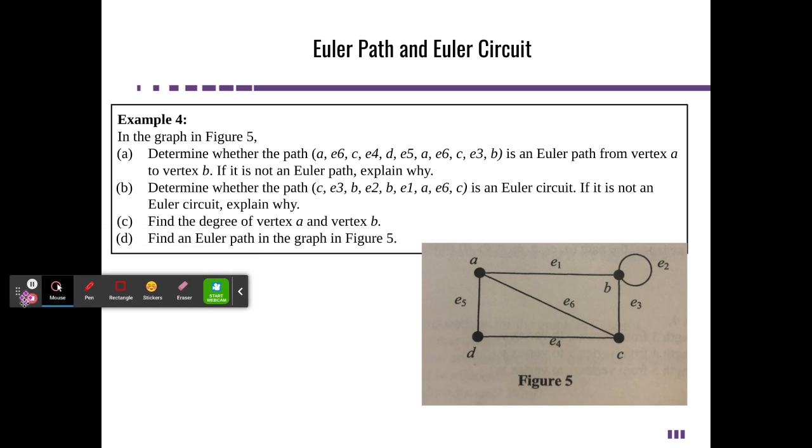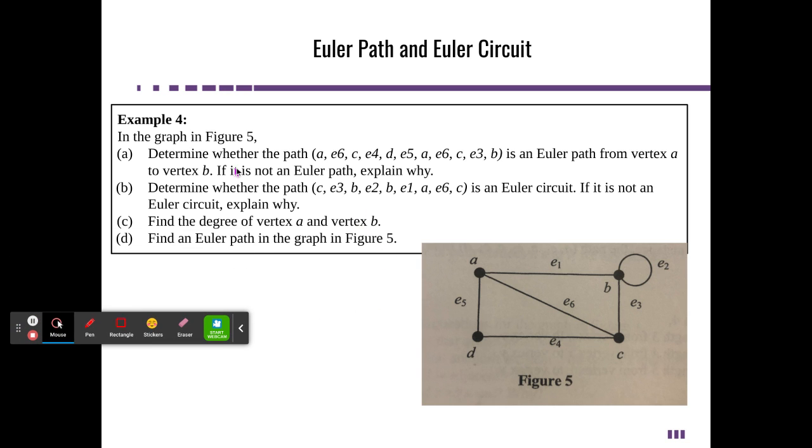Okay, so here we go, looking at some examples of Euler. Determine whether the path A, E6, C, E4, D, E5 is an Euler path from vertex A to vertex B. If it is not an Euler path, explain why. So let's take a look. They want us to start at A, travel on E6 down to C, then on E4 over to D, then on E5 up to A, then on E6 down to C, and then on E3 to B. The question is: is that an Euler path from A to B?